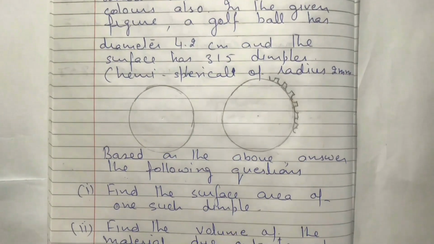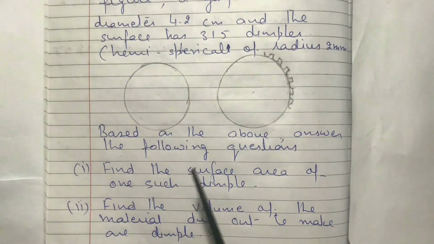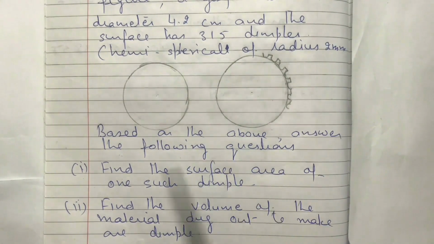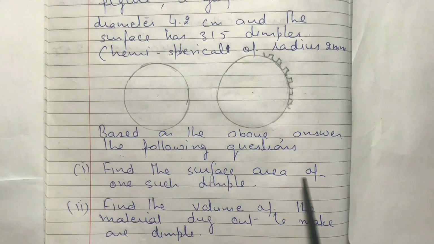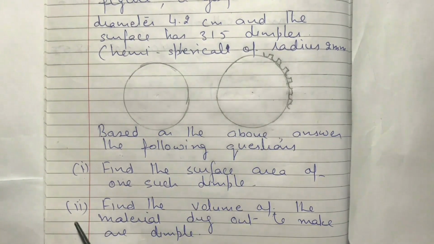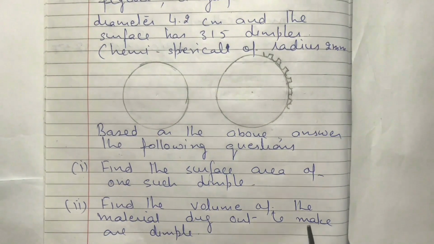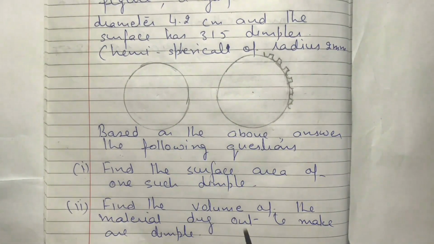Now based on the above, answer the following questions. The first question is: find the surface area of one such dimple. The second question is: find the volume of the material dug out to make one dimple. Now these are the two questions. It means find the surface area of one such dimple.